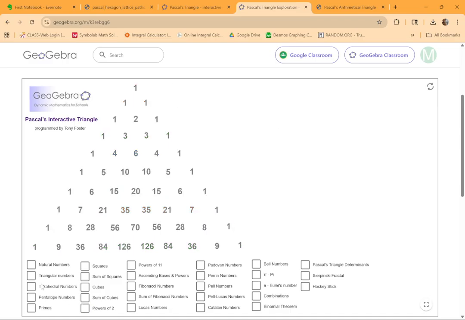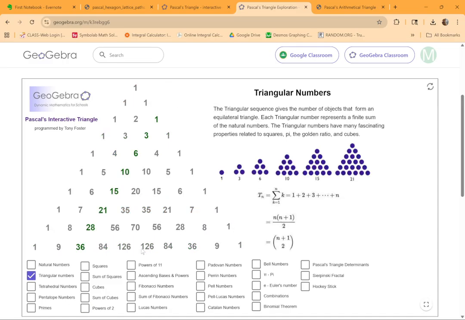Here's another pattern, the triangular numbers, where you can make a triangle out of rows. 1 makes a triangle, and then 3, where you have a row of 2 and 1. This general setup gives what are called triangular numbers. As it turns out, this diagonal here, 1, 3, 6, 10, are all triangular numbers.